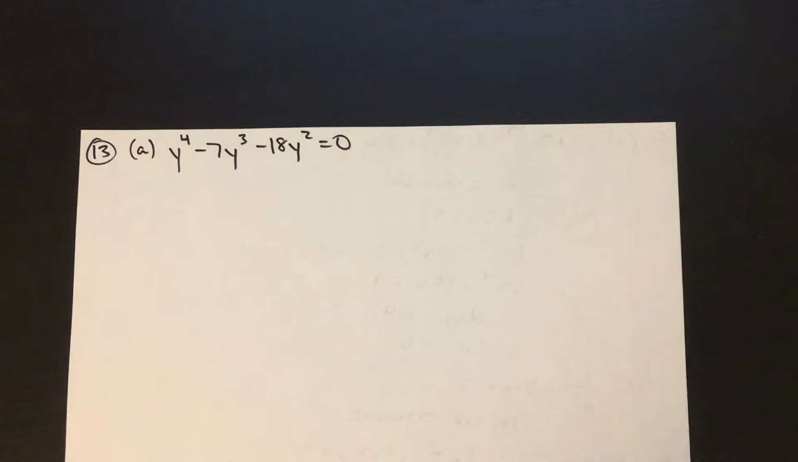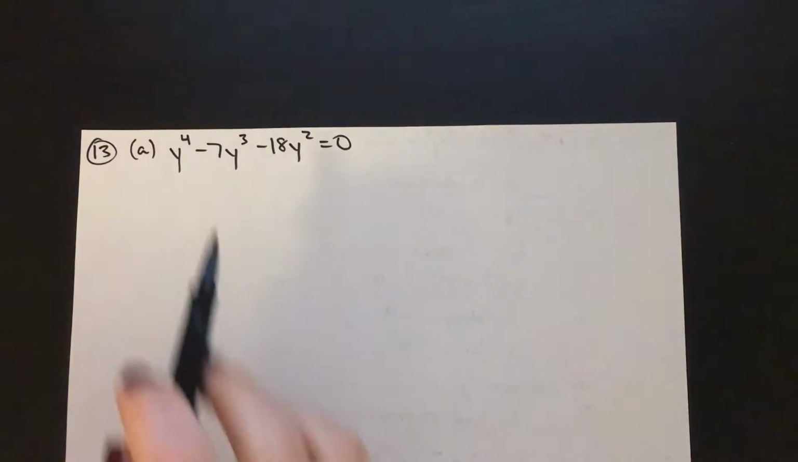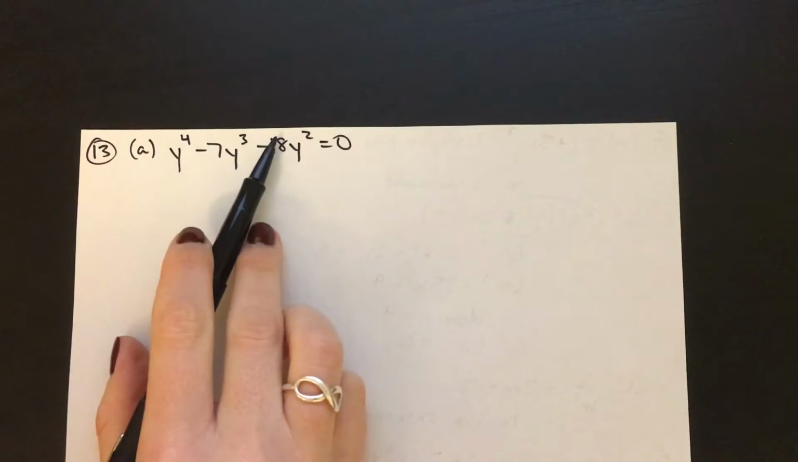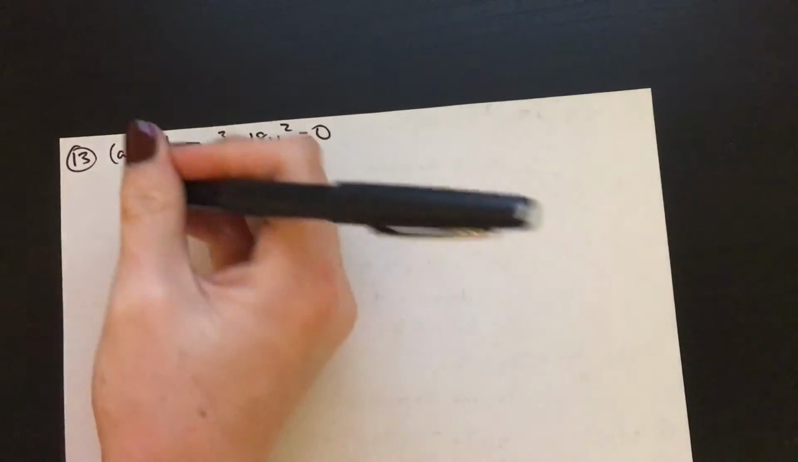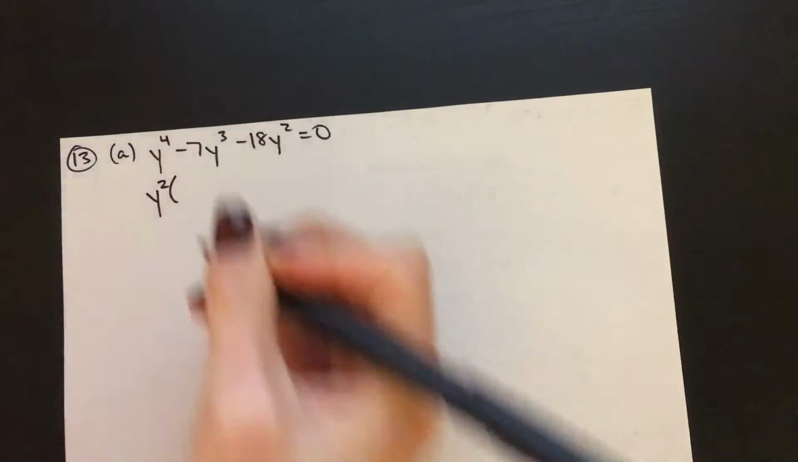So this one, remember, first of all, you're always looking for a GCF, whether you have 2 terms, 3 terms, whatever. So here there's no numbers that they all have in common, but this one has 4 copies of y, this one has 3, and this one has 2. So the GCF that we can factor out is a y squared.